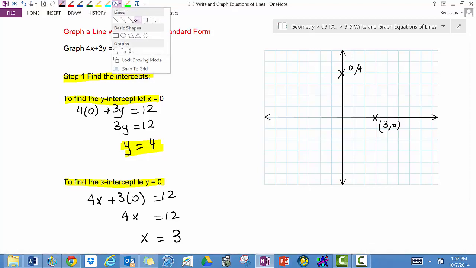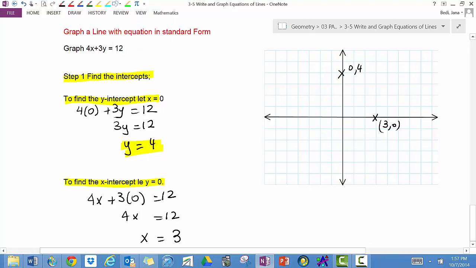Let me find my line tool and let's see how we can do this. Okay, my line is not going exactly through (0, 4), but that's okay. I can't control my tool very well, but that's what should happen. And your slope from here would be 4 over 3.